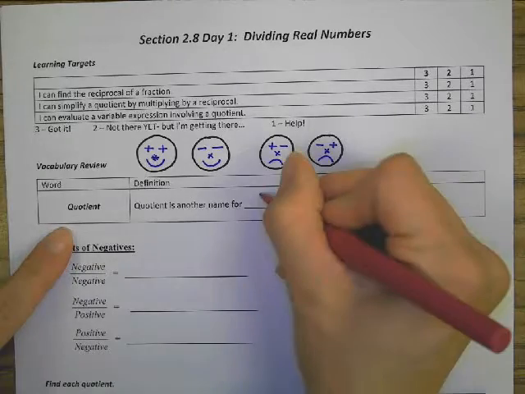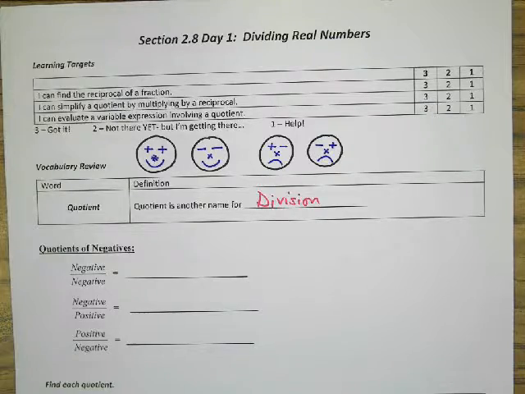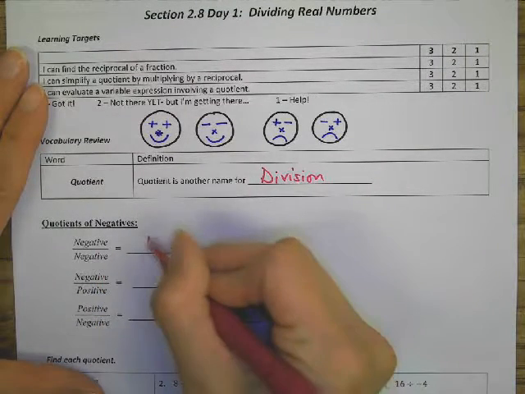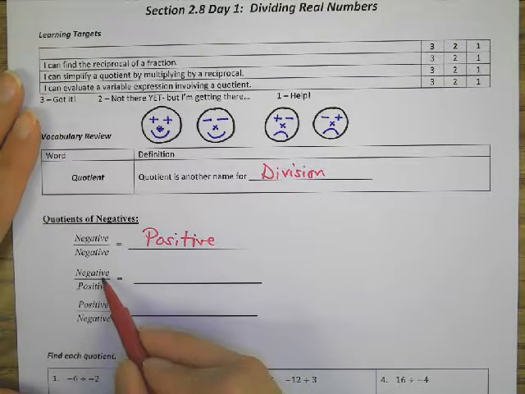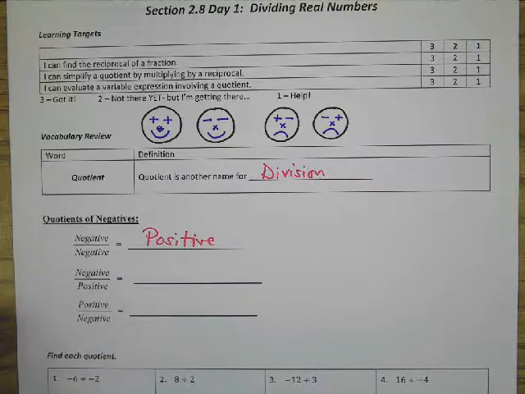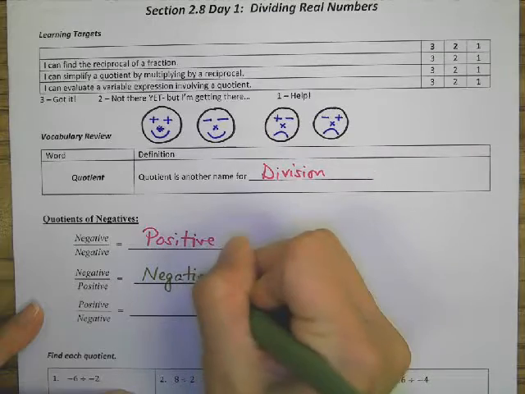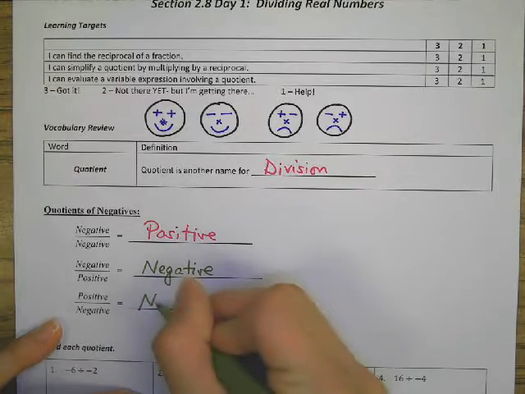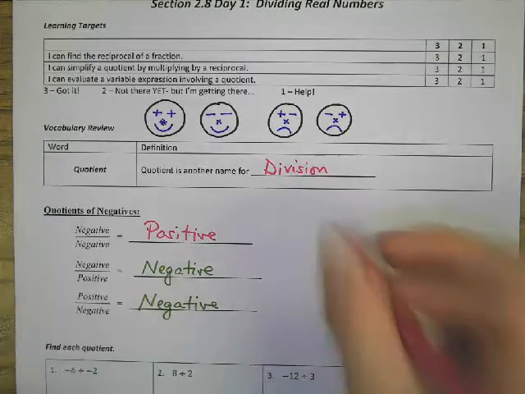Okay, quotient is another name for division. So we're going to be doing division today, so not multiplication, but division. Quotients of negatives. A negative divided by a negative is a positive. A negative divided by a positive, if they don't match, the answer is going to be negative. What if I have one positive sign and one negative sign? Also negative. Okay, so the same rule applies.